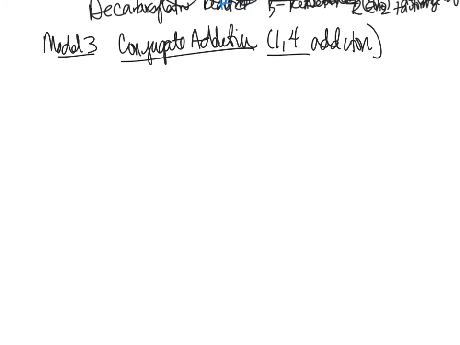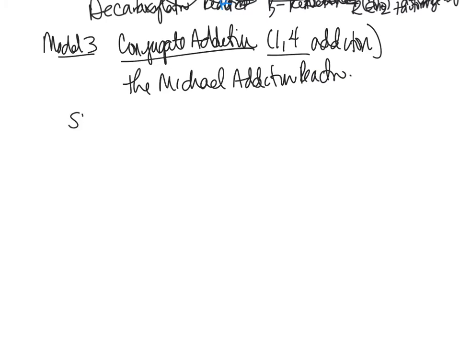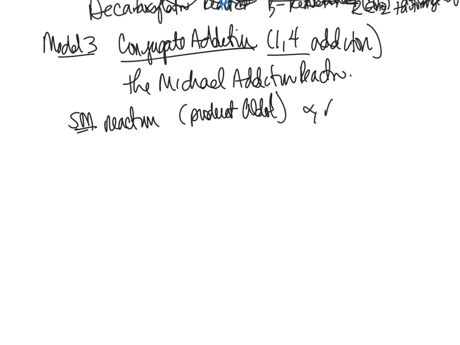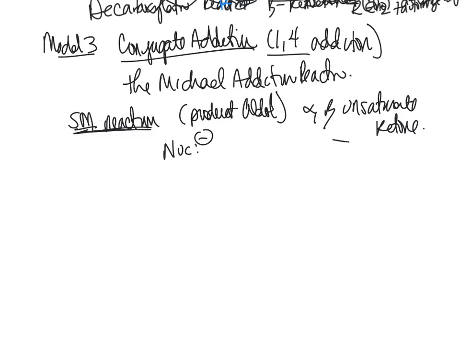You've seen a little bit of conjugate additions before. And this is also called the Michael addition reaction. Now, the starting material for this reaction is the product of an aldol reaction. So what's the product of your aldol reaction? Alpha, beta, unsaturated ketone. So on your reaction sheet, the starting material is an alpha, beta, unsaturated ketone. And then you're going to add a nucleophile. So this alpha, beta, unsaturated ketone is the electrophile.